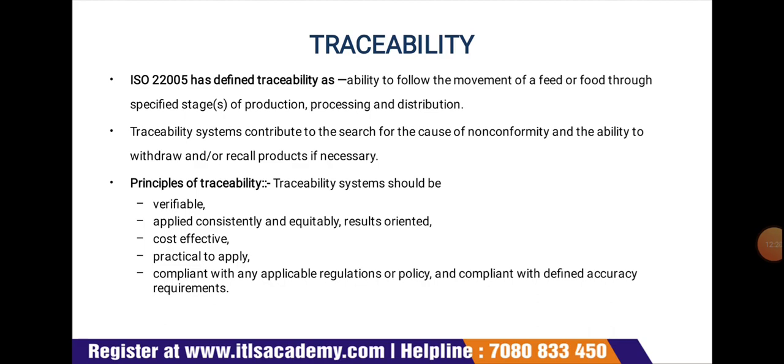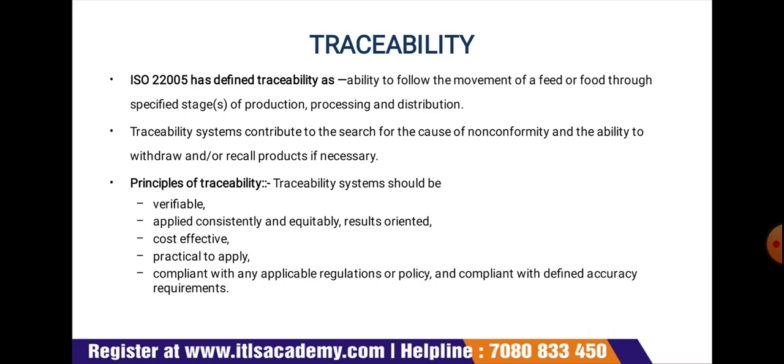ISO 22005 defines traceability as the ability to follow the movement of a feed or food through specific stages of production, processing and distribution. A traceability system should be able to document the history of the product or locate a product in the food chain, and it contributes to the search for the cause of non-conformity and the ability to withdraw or recall a product if necessary. A traceability system can improve appropriate use and reliability of information, and the effectiveness and productivity of the organization.